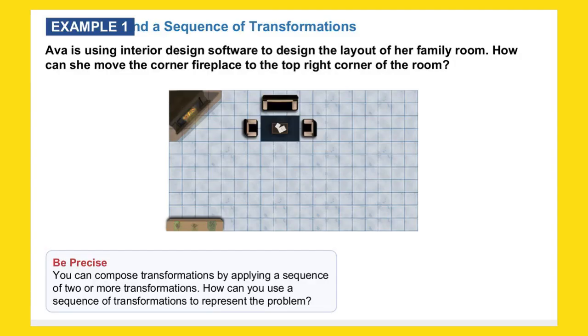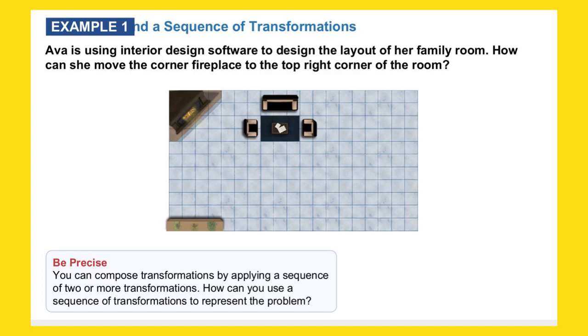This is example 1 on page 328. Ava is using interior design software to design the layout of her family room. How can she move the corner fireplace to the top right corner of the room? All right, so what we're doing in this lesson is we are taking more than one step. So although I might be able to reflect the fireplace, let's try to do this in a multi-step process.